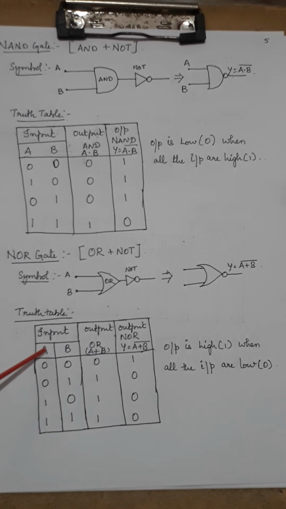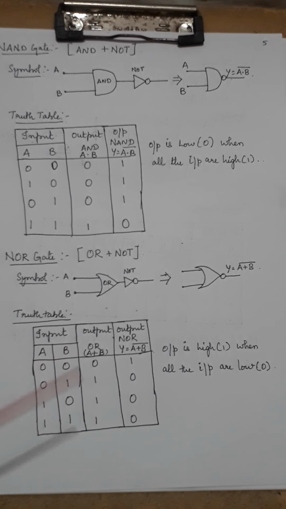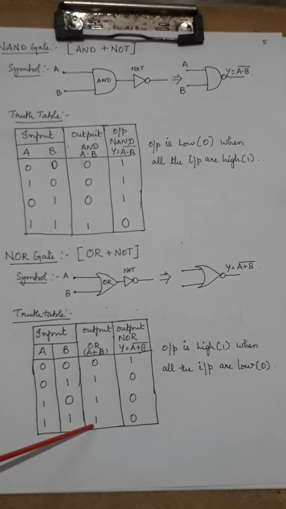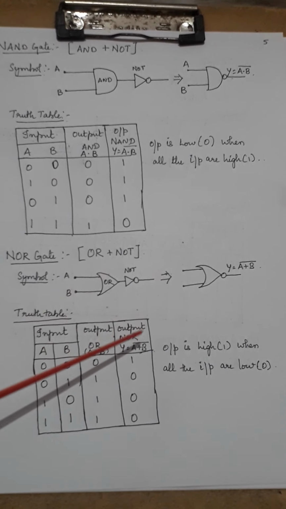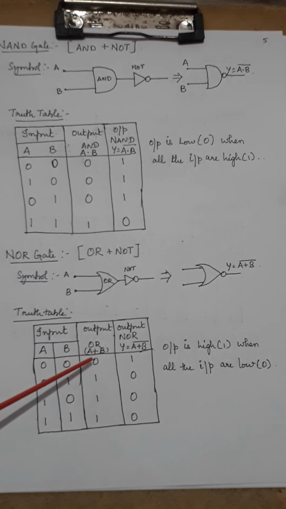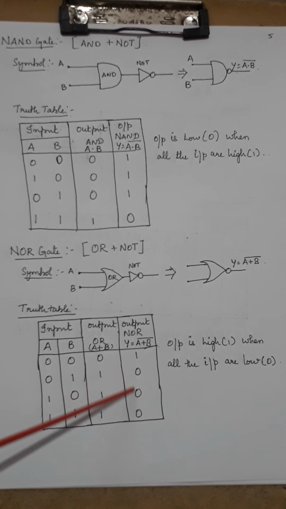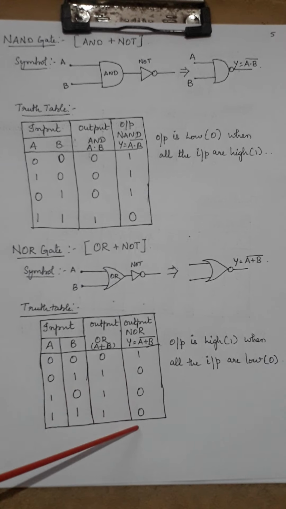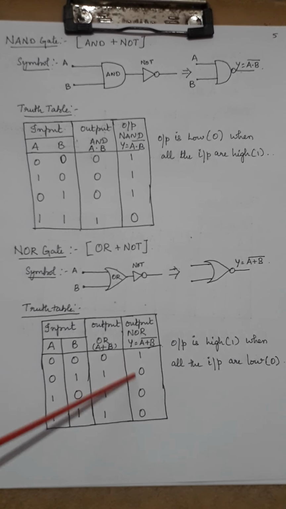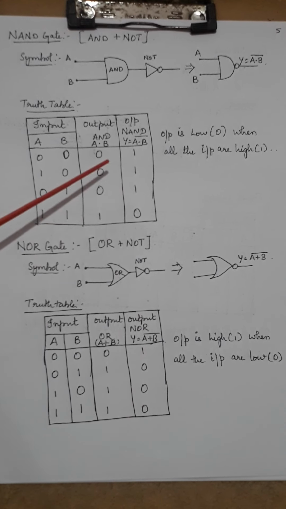Again you will have only A and B: 0 0, 0 1, 1 0, 1 1, and this is the output of the OR gate. So here what do you get? The next is the output of the NOR gate. Here what you get is a high only when both the inputs are low. In all the other conditions the output is low. This is how you remember it. It is just quite opposite to this one.